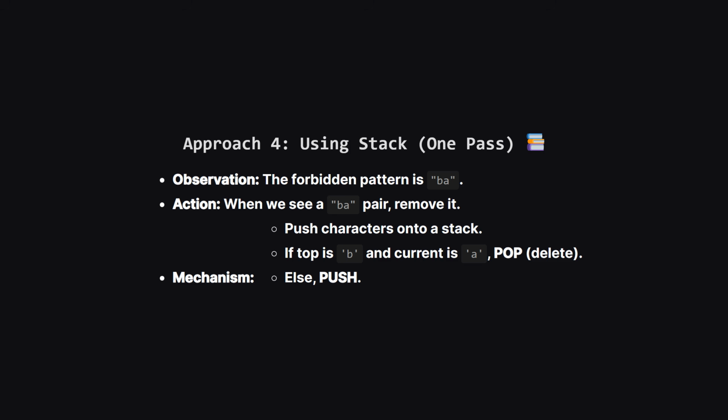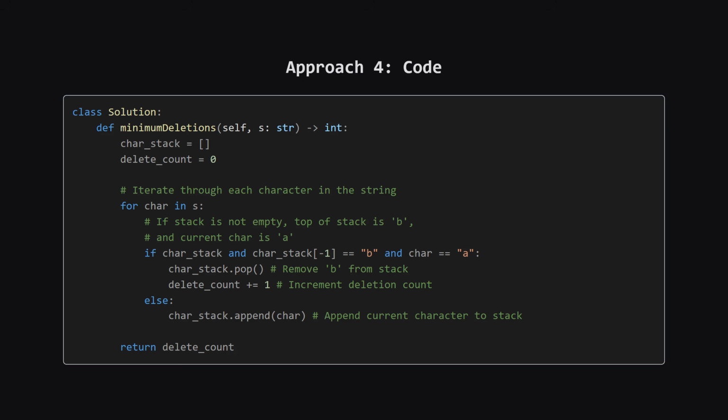We use a stack to keep track of characters. If we encounter an A and the top of our stack is a B, boom, we found a bar conflict. We effectively delete that pair by popping the B from the stack and discarding the current A, counting that as a deletion. Here's the code for the stack approach.